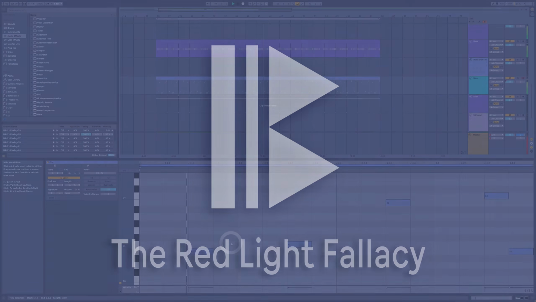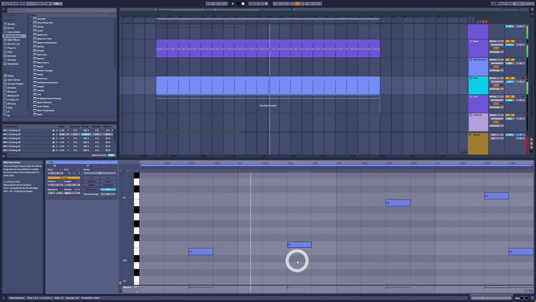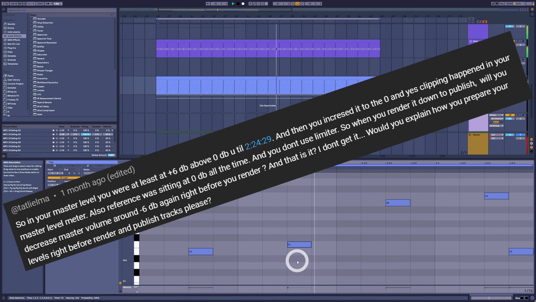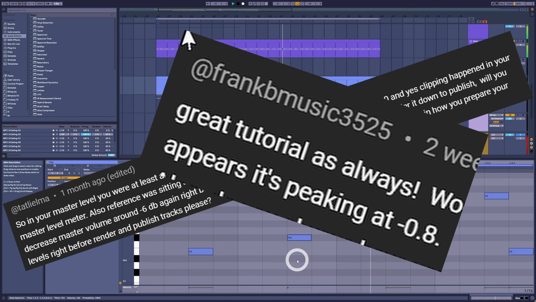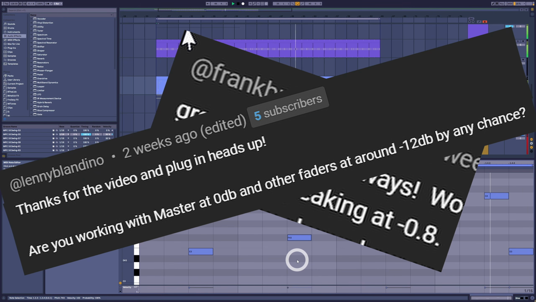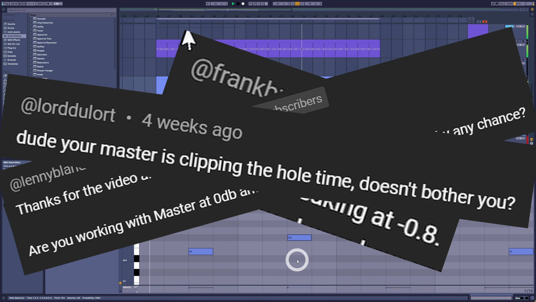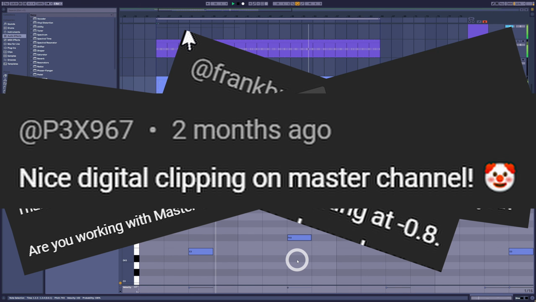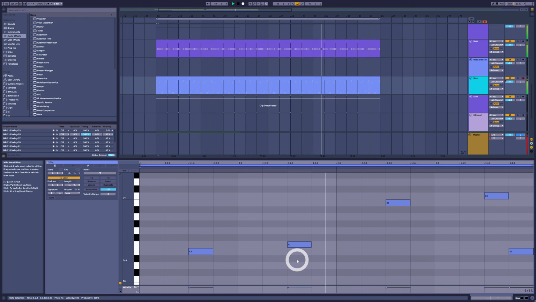Now, I know last week I said try not to get lost in the numbers, but many of you have been asking things like, should I have my levels at -6 this or -12 that? And why is your master always in the red? In order to explain that properly, we're going to have to ignore last week's advice and get quite technical.